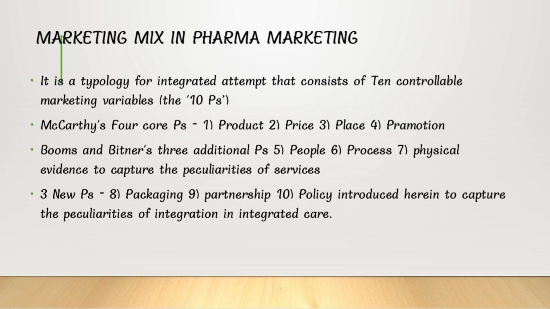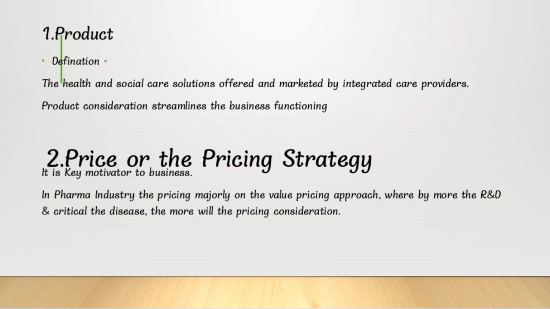In the marketing mix in pharma marketing, it is a typology for an integrated attempt that consists of 10 controllable marketing variables, that is, 10 P's. McCarthy's 4 core P's are product, price, place and promotion. Booms and Bitner's 3 additional P's are people, process, physical evidence to capture the peculiarities of services. 3 new P's are added: packaging, partnership, and policy, introduced herein to capture the peculiarities of integration in integrated care.